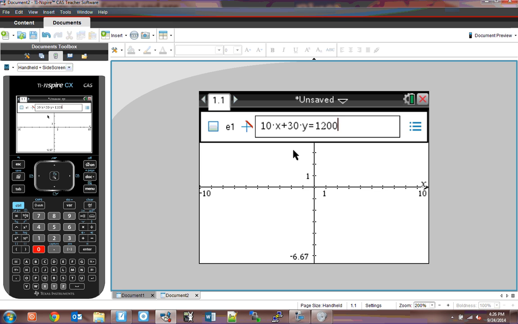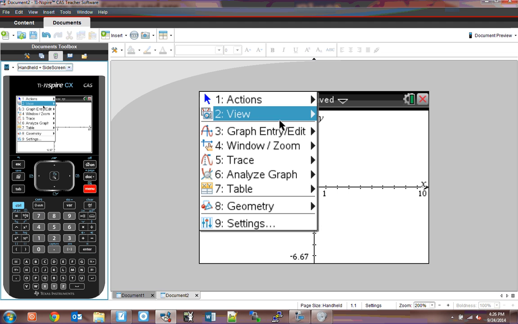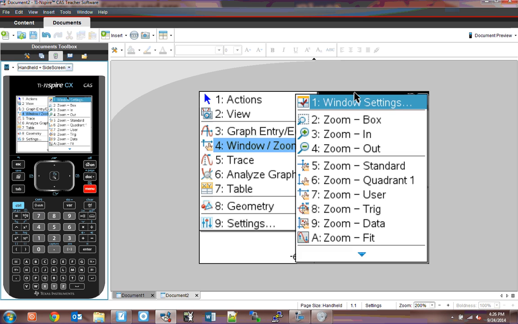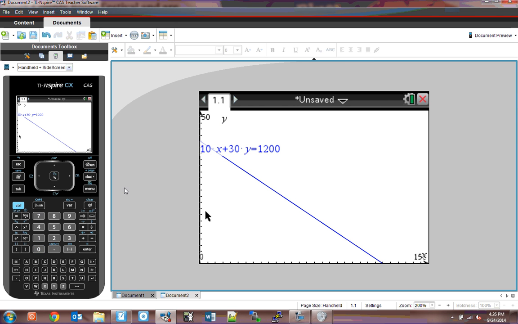Now, we're not really so much worried here about the greater than, less than, or equal to, so just graph them as lines. You don't have to graph them as inequalities. Now, nothing showed up. That's because we need to adjust our window. So, go back to Menu, go to Window Zoom, Window Settings. For your X-min, put 0 because we can't have less than 0 shirts. For the X-max, let's put 150. For the Y-min, let's put 0. For the Y-max, let's put 50. And then hit OK. Now, there's our line.